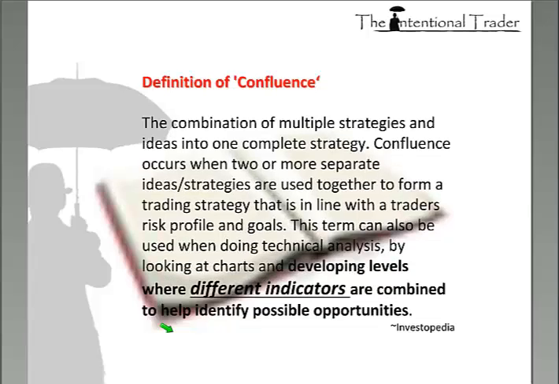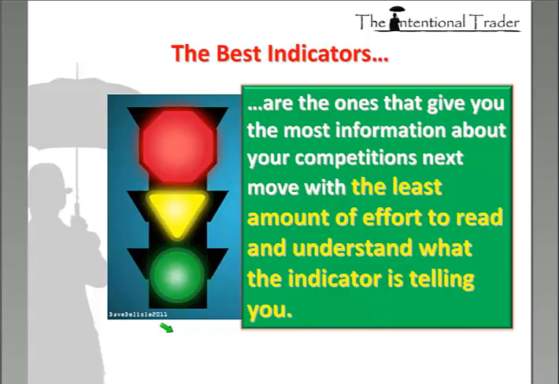All right, so how do we do that? We do it with confluence. Like I said, confluence is just a combination of pulling all of these things together. These different ideas or strategies, we pull them together to determine these different levels, okay? All different sources of information, pulled together into a single strategy, okay? Now, the best indicators to use are the ones that are going to give you the most information with the least amount of effort, right?